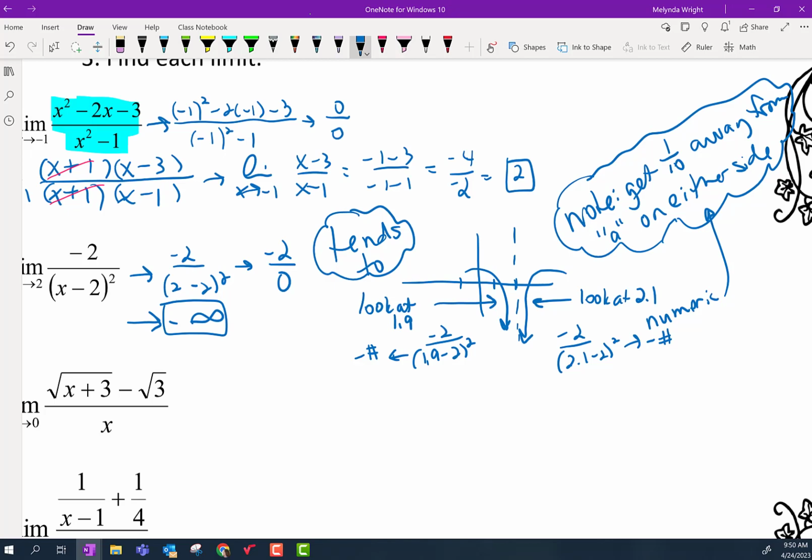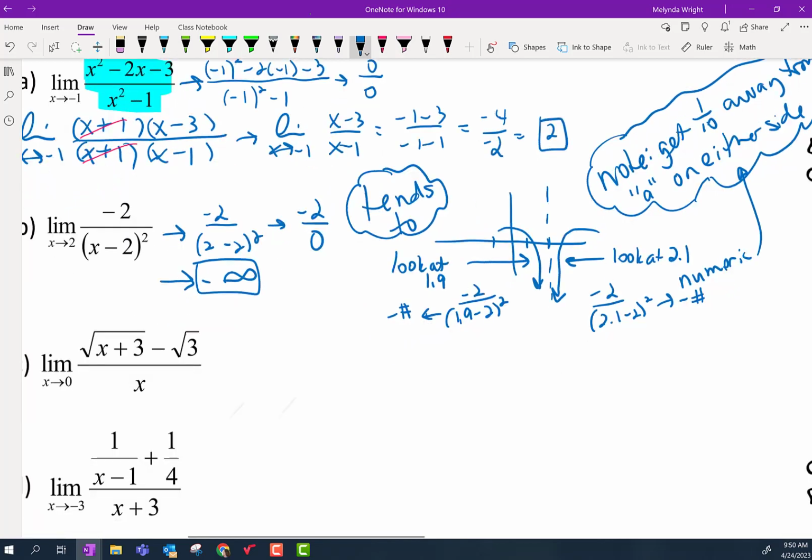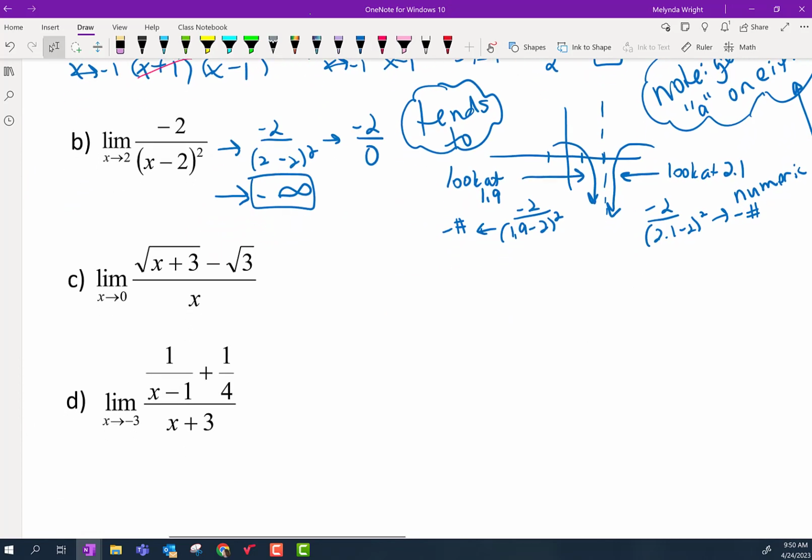Okay, let's go to our third example on this set. First thing, we're always going to plug in. We're going to plug in the 0. So we get the square root of 0 plus 3 minus the square root of 3 over 0. And that gives us, what does it give us? Square root of 3 minus square root of 3 is 0 over 0. Another type 2. That's our most common type.